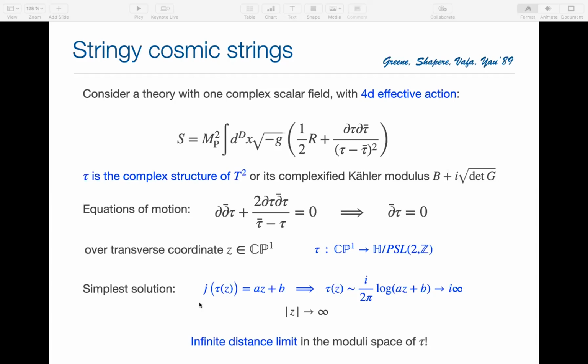The ingredient that is important for this talk is a very well-known one, which is that at spatial infinity we recover a logarithmic profile for the complex field. This is a trajectory in field space: as you go to spatial infinity, you also go through an infinite distance limit in the moduli space of the complex field. So this is the main intuition behind the beginning of the strategy that I am going to follow.